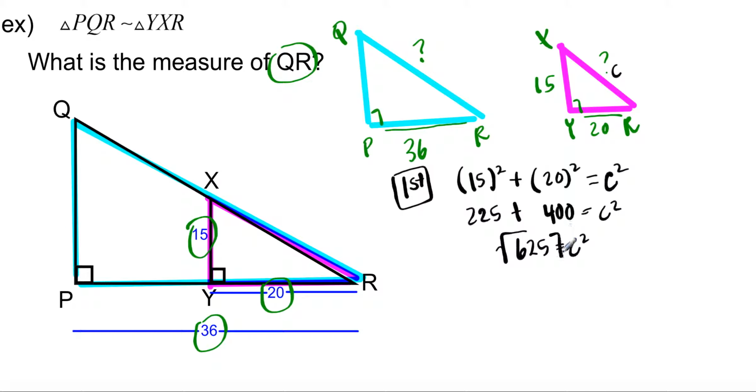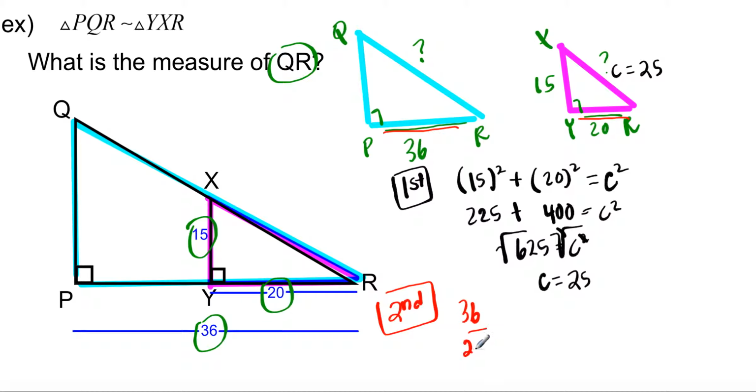We have to take that square root on both sides, so the squared and square root cancels, and the square root of 625 is 25. So now we have the hypotenuse, which is 25. So now we can set up our proportion because we know that PR corresponds to YR. So this will be our second step in this problem. Now setting up the proportion, 36 over 20 equals, let's just call that hypotenuse on the blue one maybe an X again, X over 25.